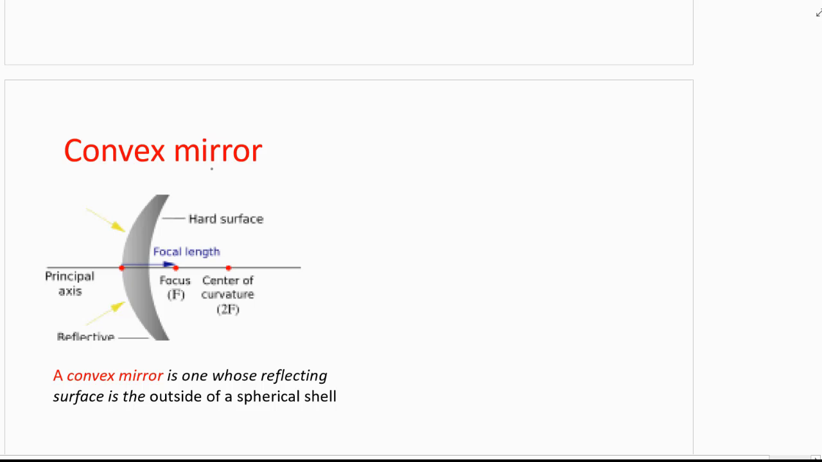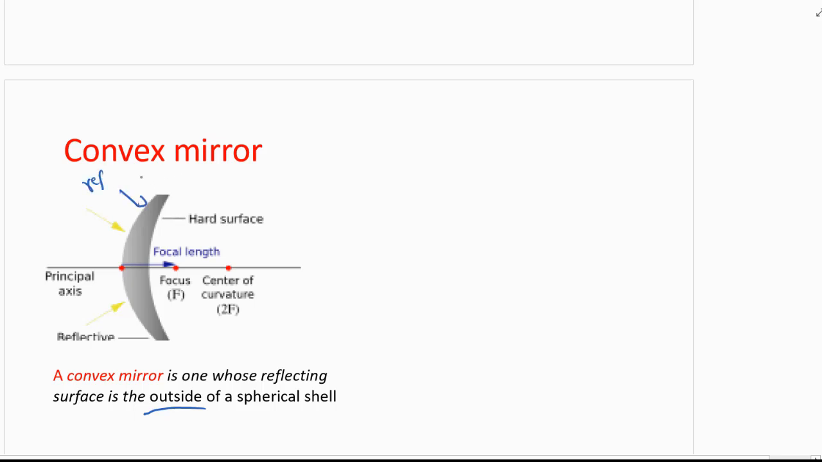Let's see the convex mirror. In a convex mirror, the shiny surface is the outer surface of the curved mirror. Here the outside is exactly like the outside of a spoon. The outside of a spherical shell is called a convex mirror, and this is the reflecting surface.